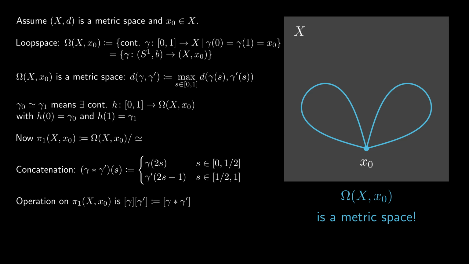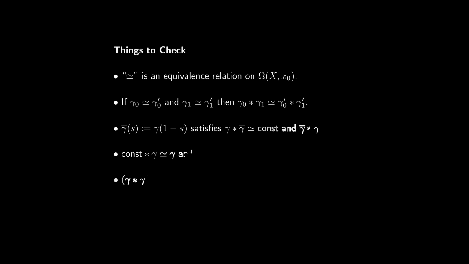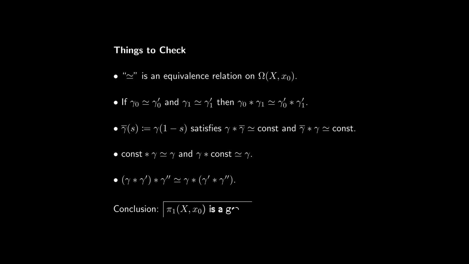There are a couple facts about these definitions that we're supposed to check, like homotopy respects concatenations, and we have inverses and identities and associativity all up to homotopy. But the punchline is that pi1 is a group.